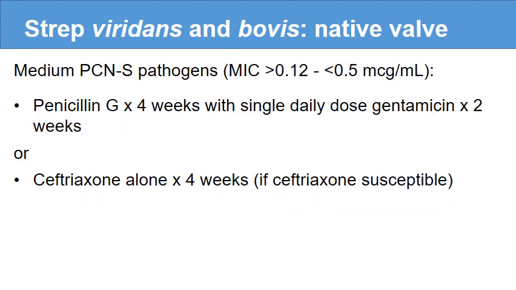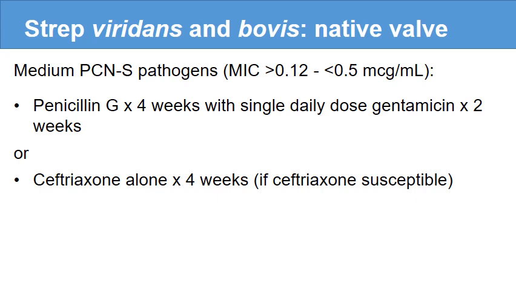So let's move on to the next group of pathogens, which are still strep viridans and bovis. Again, this is for native valve endocarditis, not prosthetic valve. And we're now looking at a slightly higher MIC, which is still considered susceptible, but the level of susceptibility is lower. Again, you do not need to memorize these MICs, just be aware of some of these treatment options we're using here. And again, we use penicillin G for 4 weeks, but now gentamicin is on board for 2 weeks, so combination therapy is recommended when the activity of penicillin is somewhat questionable.